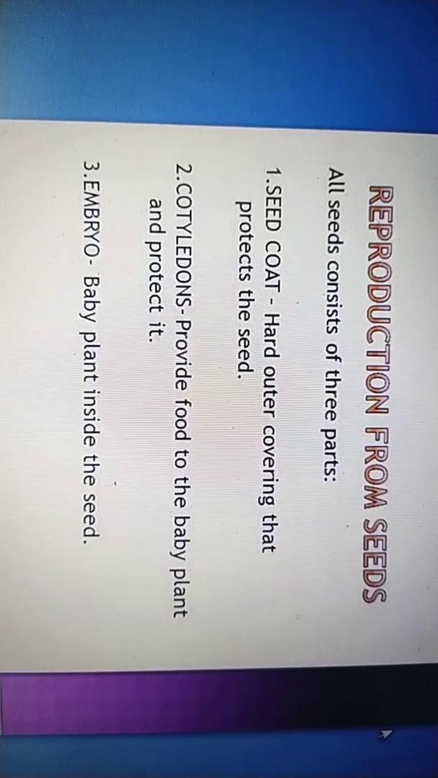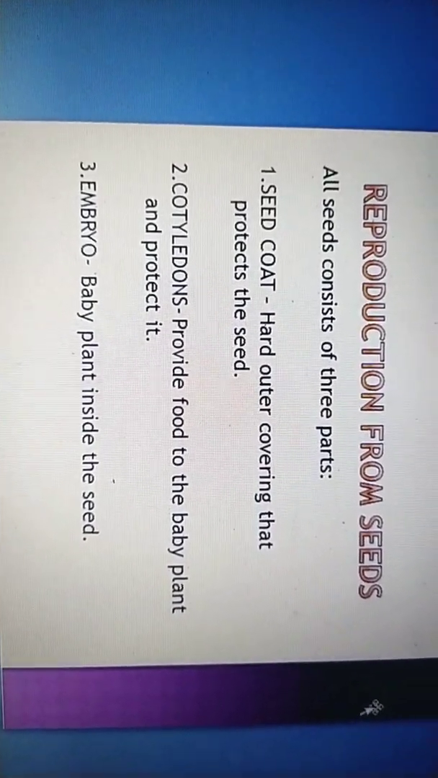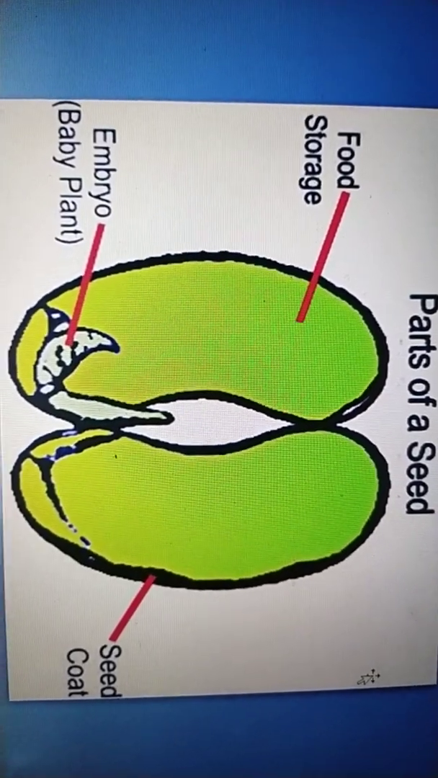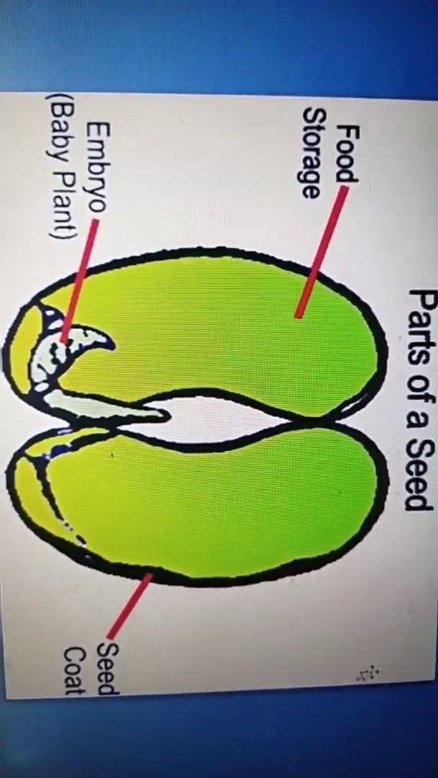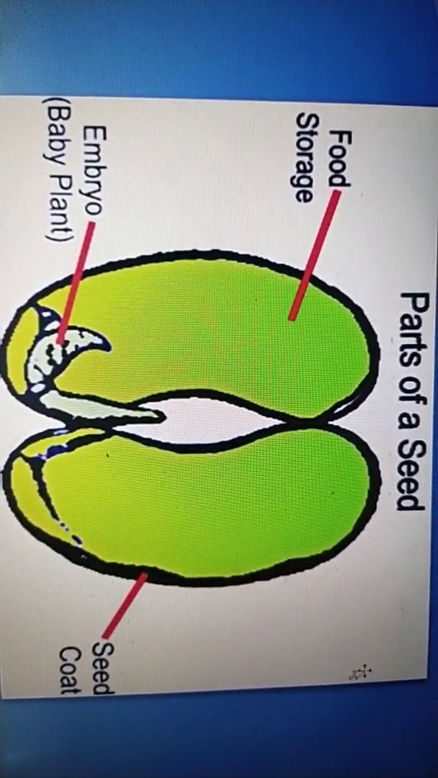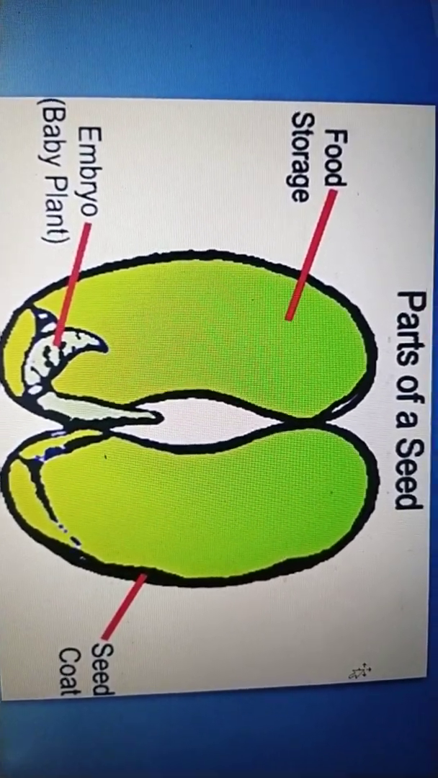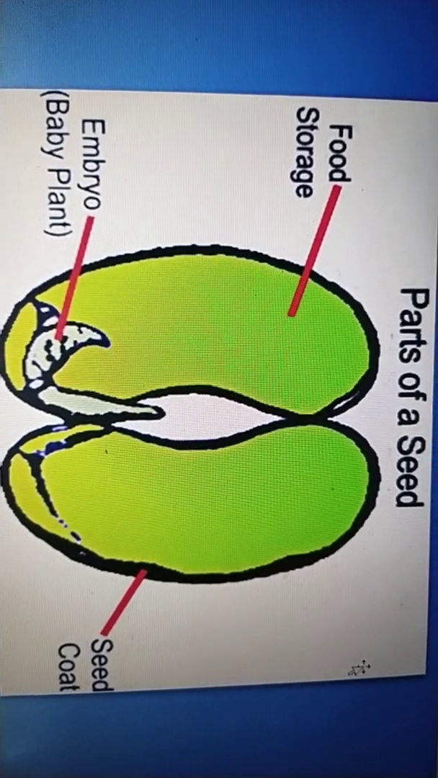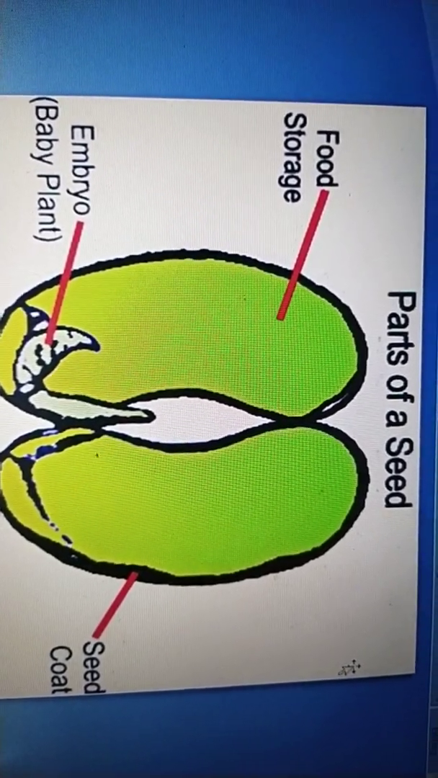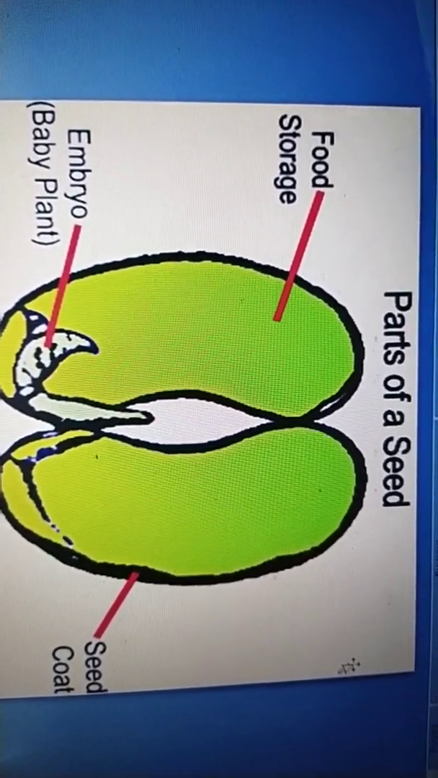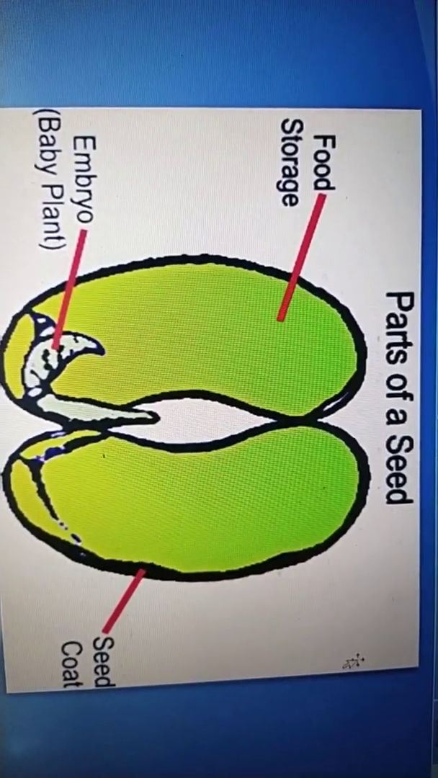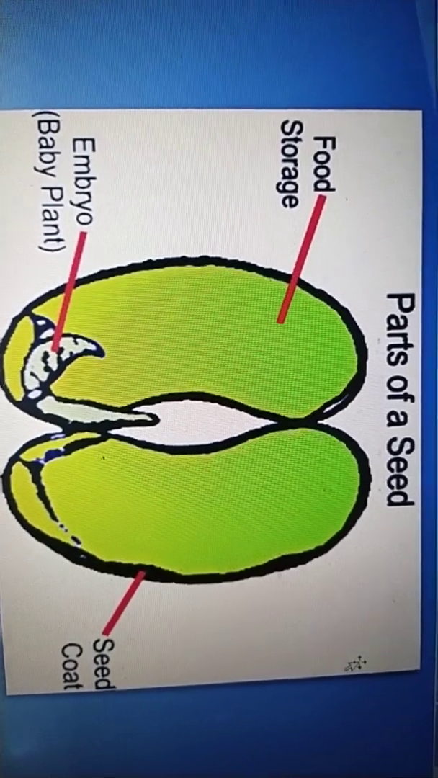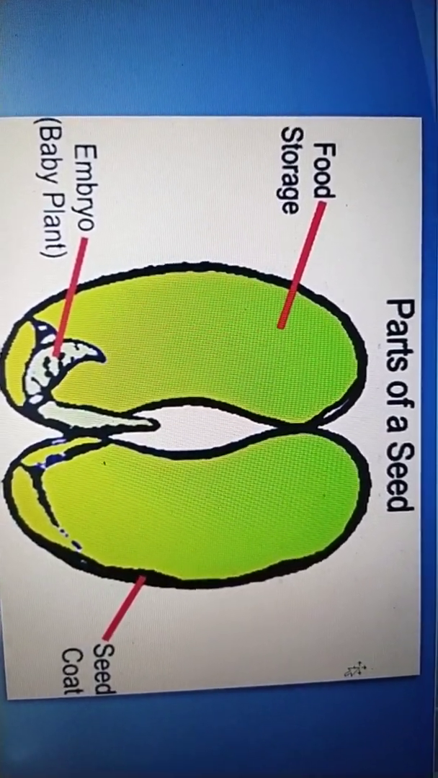Now learn this structure of seeds from the next picture. Here are the parts of a seed. The outer black line is called the seed coat. It is a hard outer covering which protects the seed. Green color is representing the cotyledons. It stores food for the baby plant. And the small tiny structure is called the embryo, that is the baby plant.